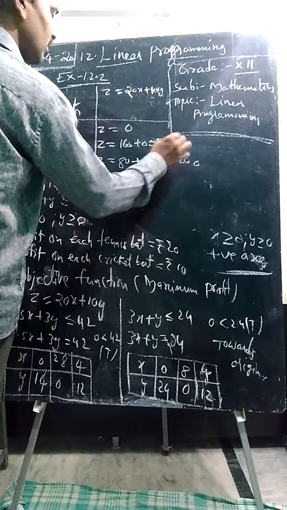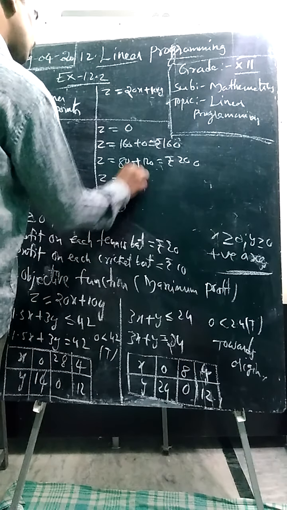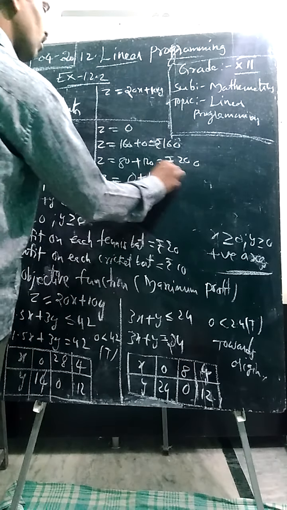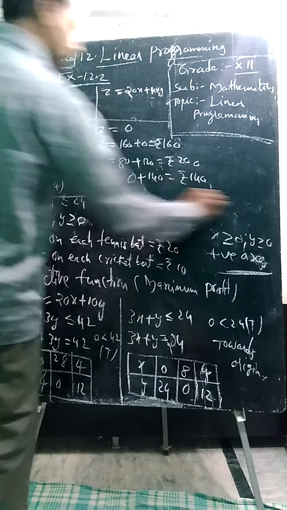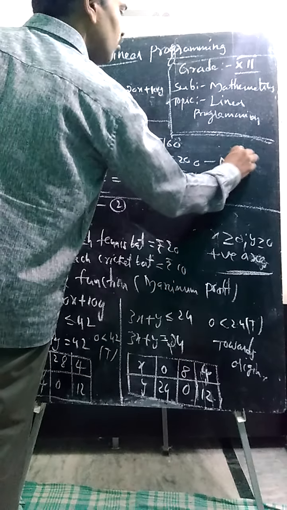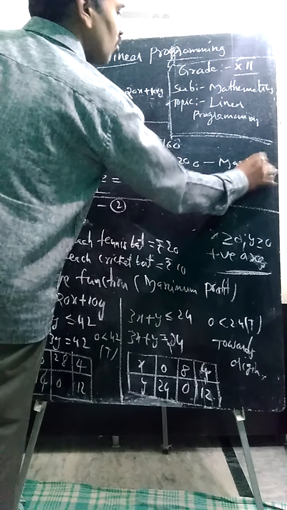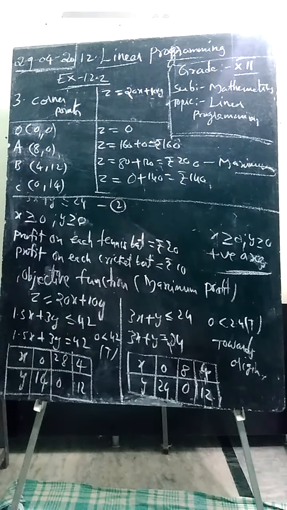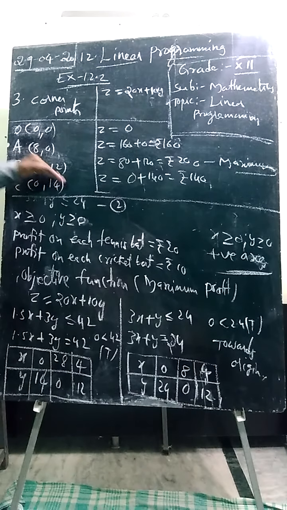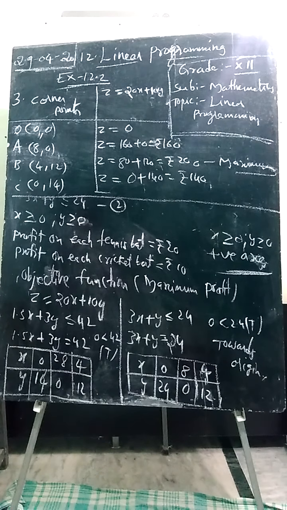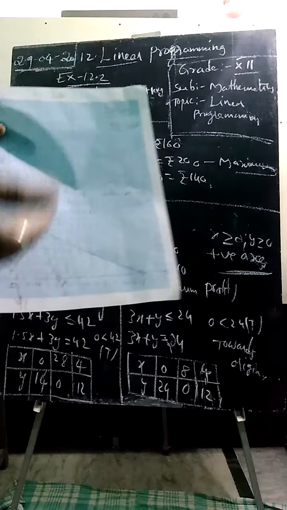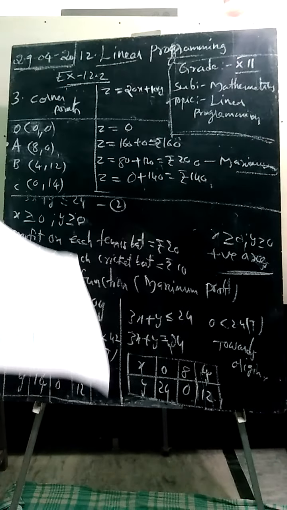Then if you put here (0, 14), 10 into 14 is rupees 140. Where are we getting maximum profit, students? Here, the maximum value. So when they produce 4 tennis rackets and 12 cricket bats, they can get maximum profit. So maximize the value wherever required, minimize the value whenever required, by plotting or by using the method of linear programming problems.